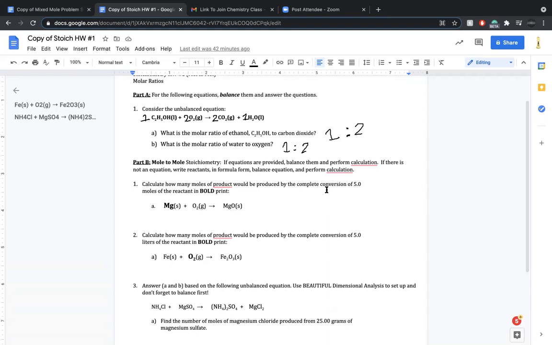Calculate how many moles of product would be produced by the complete conversion of 5 moles of the reactant in bold. So we have to balance it first. So this one is pretty easy to balance. We have 2 oxygens, so we're going to need to double this and then double this as well. So now we have 2 of everything. It's balanced. Life is good.